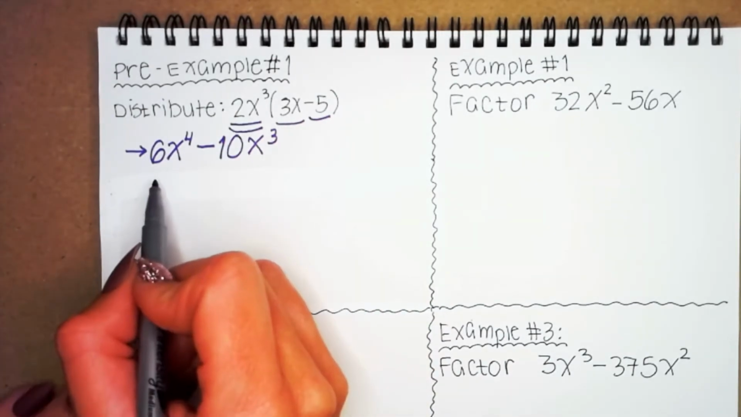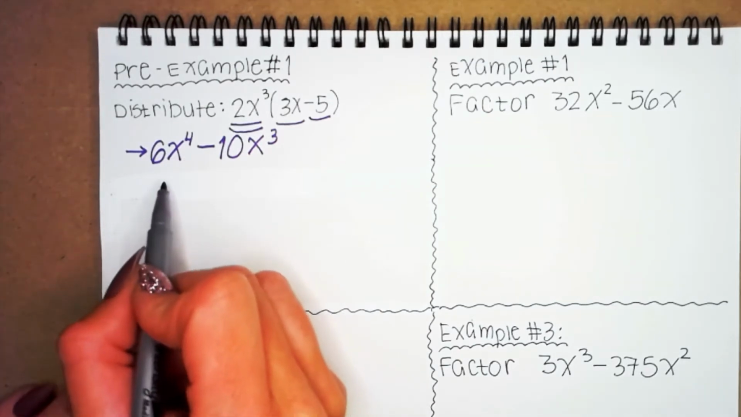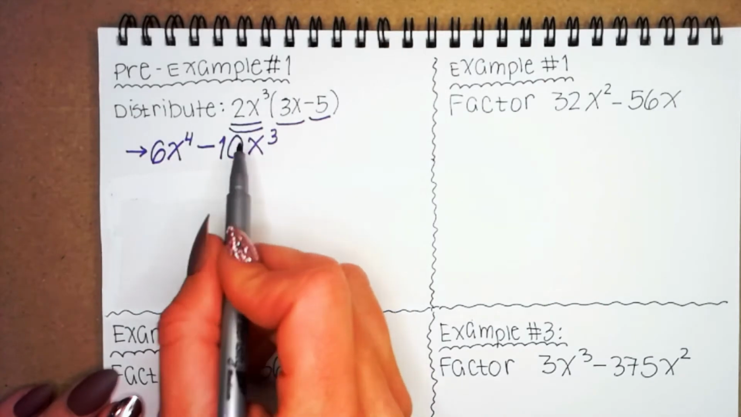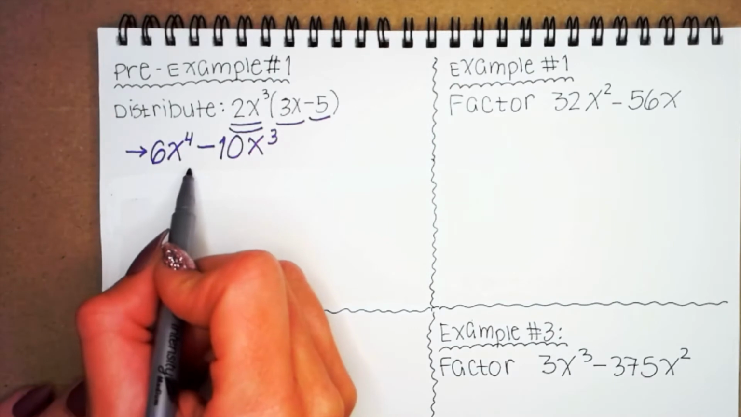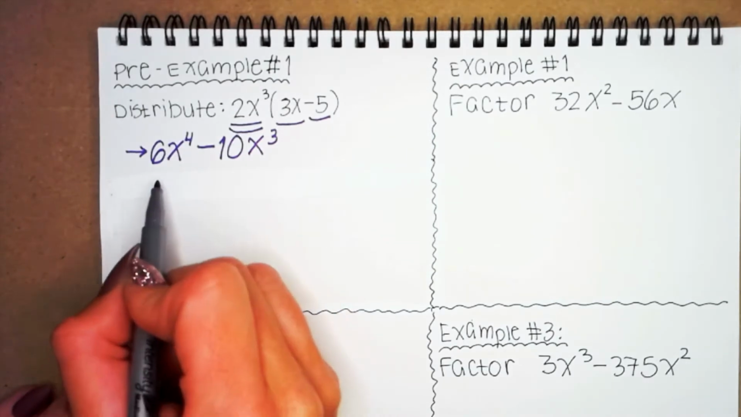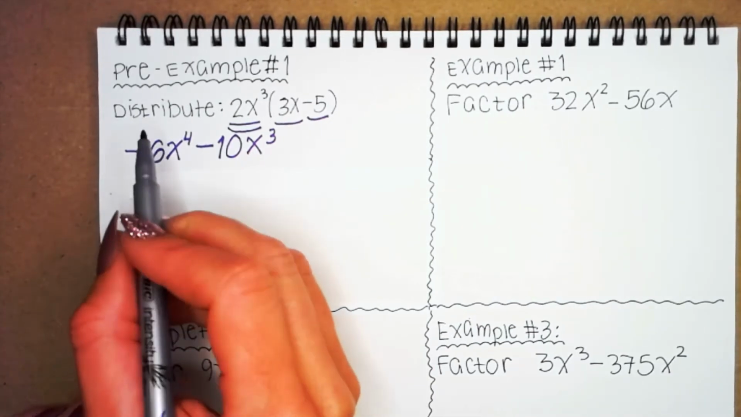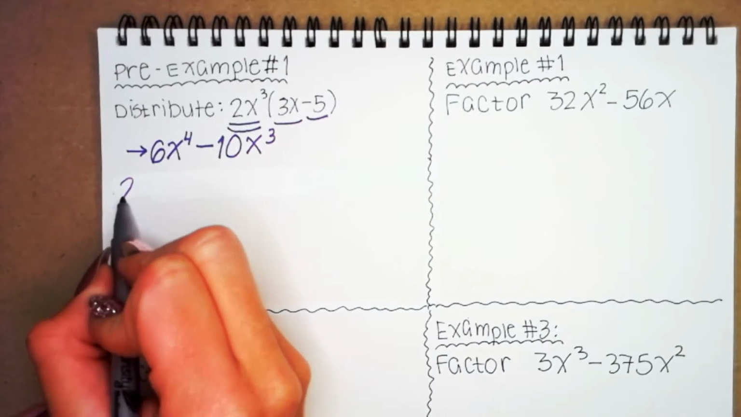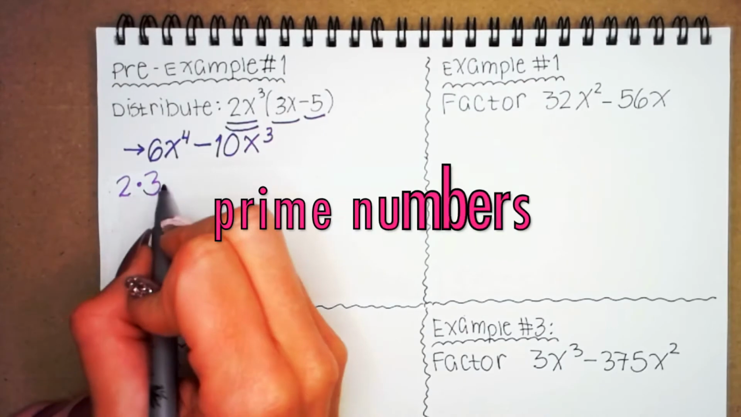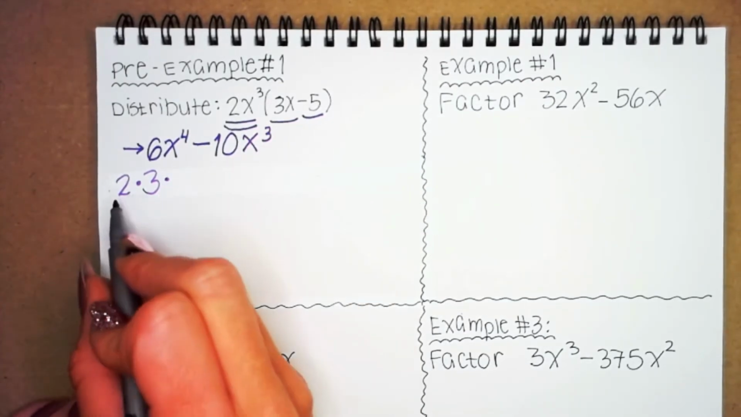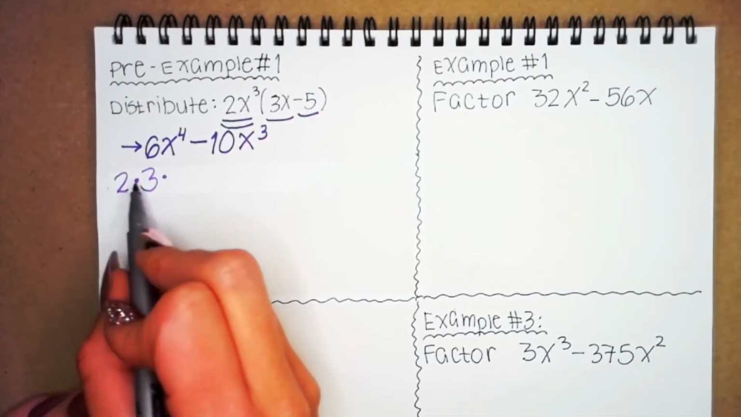The greatest common factor is going to be the biggest thing these things have in common, but in order to know what it is they have in common, we need to know what exactly makes these terms. In order to figure that out, I want to look at what we call the prime factorization of each expression. What is it that makes 6x to the fourth? Well, 2 times 3 equals 6. I know I've gone far enough because 2 and 3 are both what we call prime numbers. Prime numbers have two distinct factors, 1 and themselves.